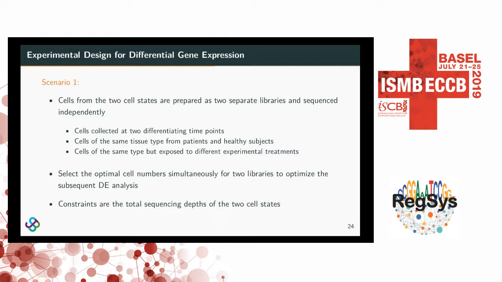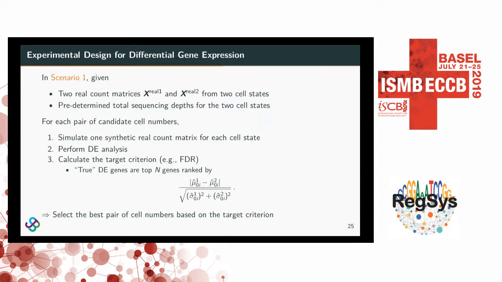In this case, we want to select the optimal cell numbers simultaneously for the 2 libraries to optimize the subsequent differential expression analysis. Here the constraint is the total sequencing depth of the 2 cell states. Given 2 input real matrices and a predetermined total sequencing depth, we simulate 1 synthetic matrix for each state. We perform DE analysis, and we calculate a target criterion set by the user. For example, it could be false discovery rate.